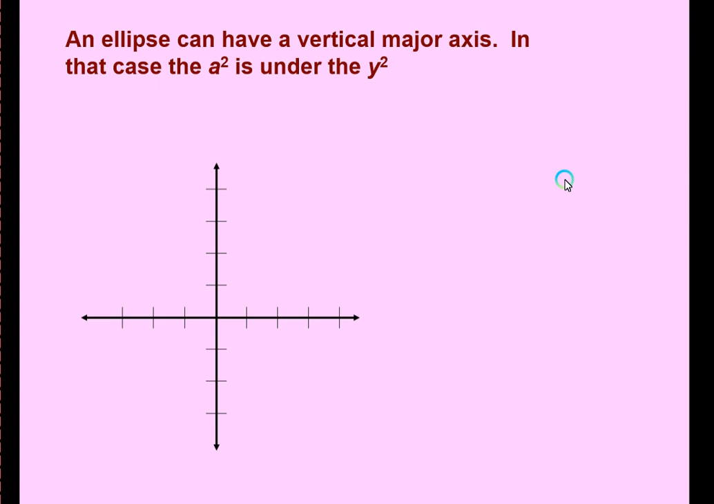So, an ellipse can have a vertical major axis. In that case, a squared is under the y squared. So as we mentioned earlier, if a is in the denominator of y squared, then the orientation, or the major axis, is vertical.